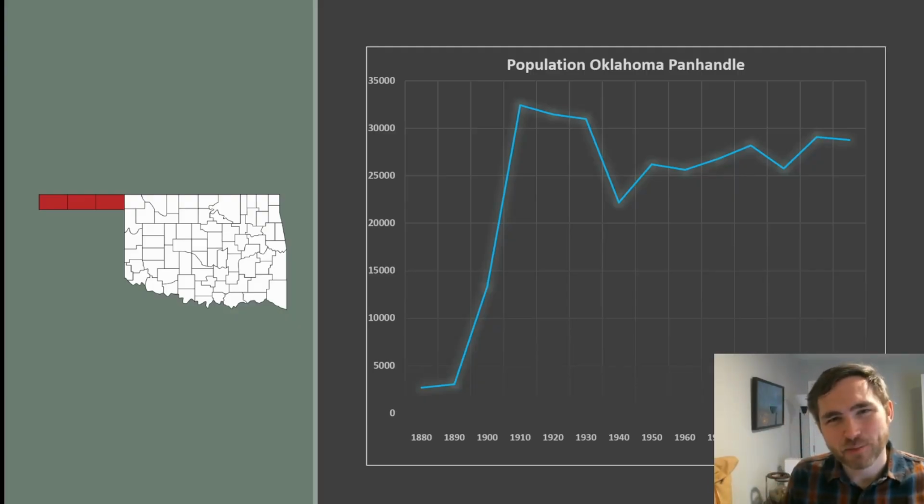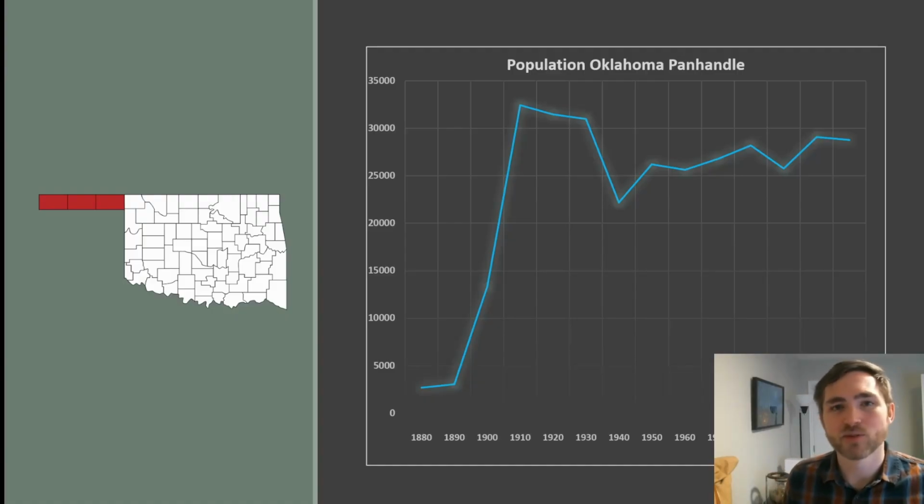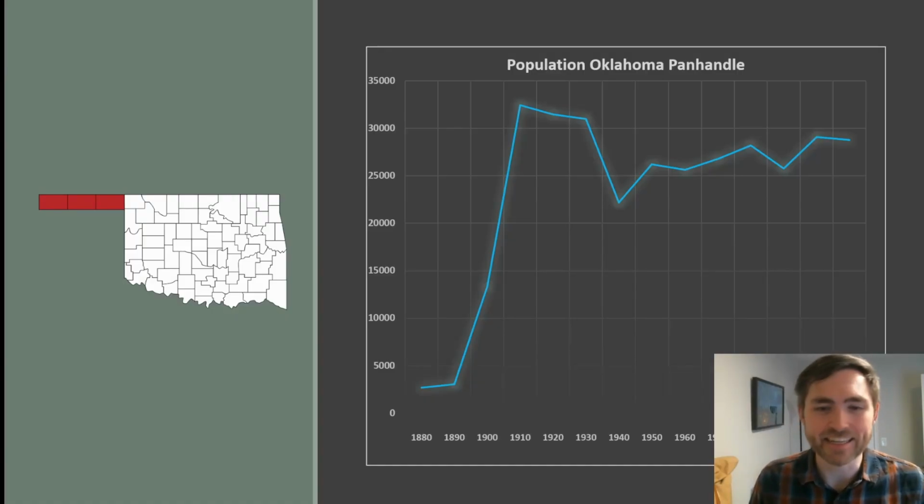The scale of this is betrayed a bit by that meteoric growth at the beginning, but this was a substantial dip. The population fell by more than 30%, and even in 2020, these three counties have fewer people than they did in 1910.